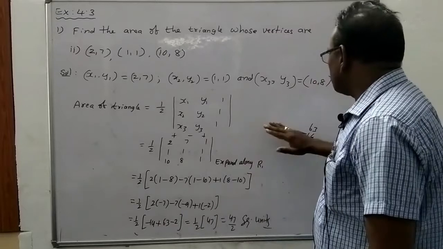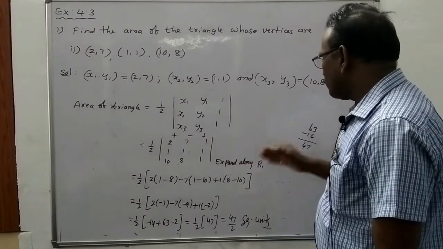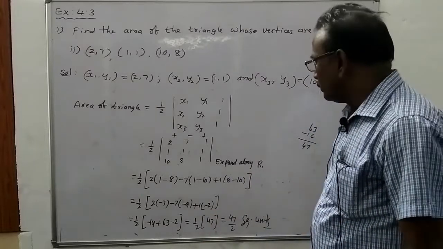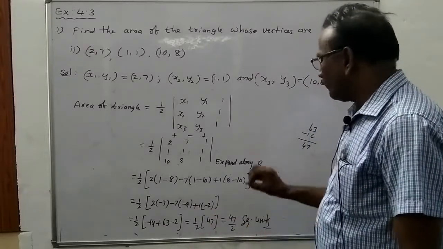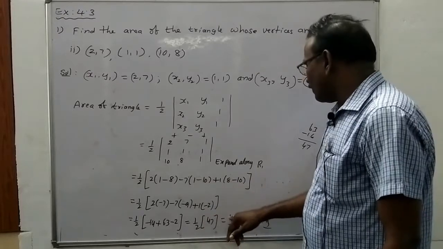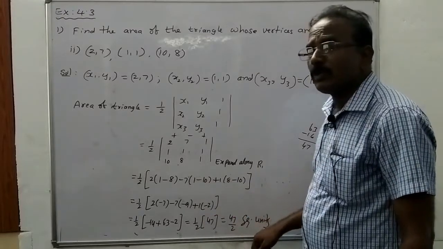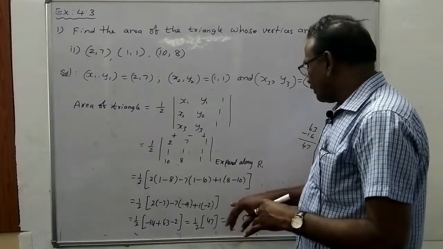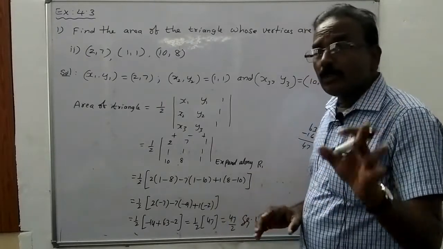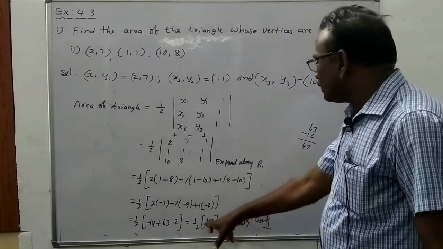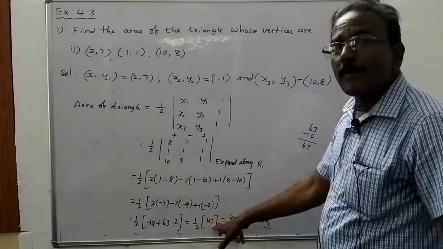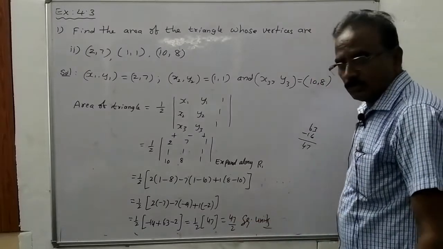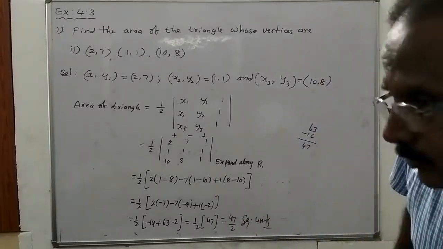So the area of the triangle is equal to plus 47 by 2. Whenever we get minus 47, we take the absolute value, so that's why 47 by 2 square units. Whenever we get a negative sign, we cannot write minus 47 by 2 square units, because area cannot be negative. So whenever we get a negative sign, take the absolute value of the determinant. The absolute value of minus 47 is plus 47, so we write 47 by 2 square units. So be careful about that point.